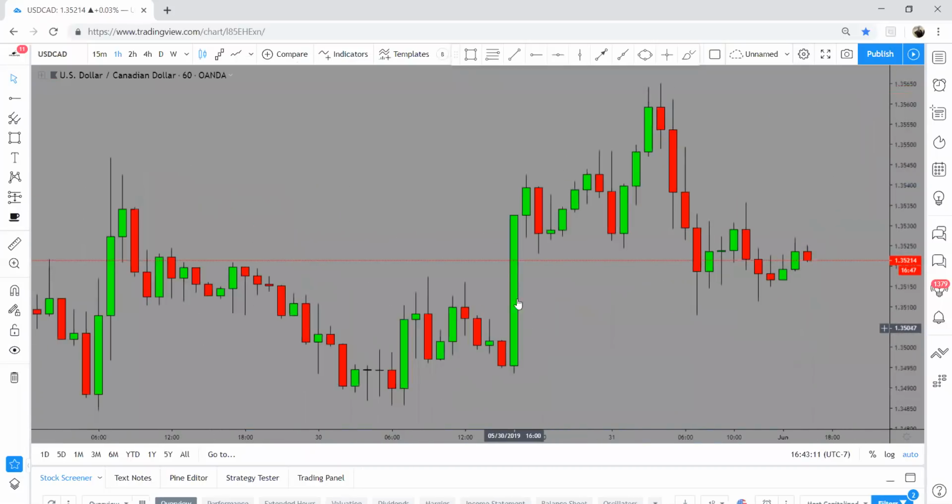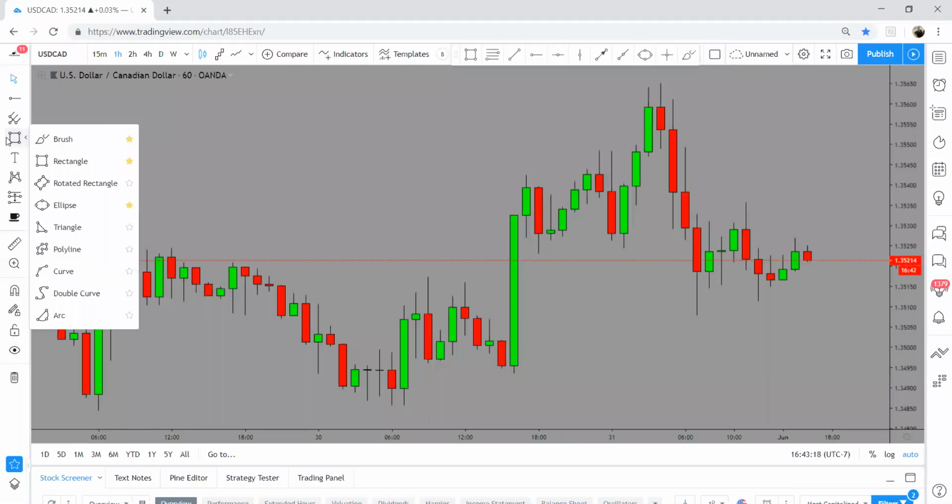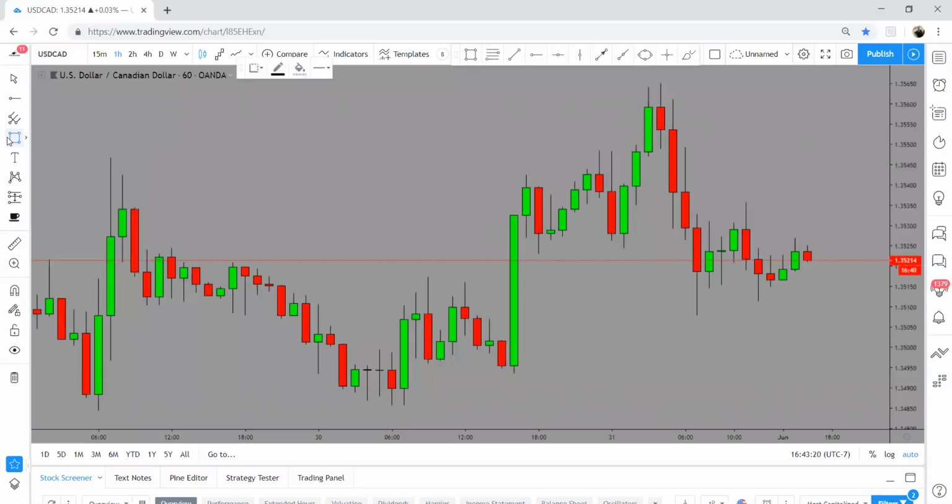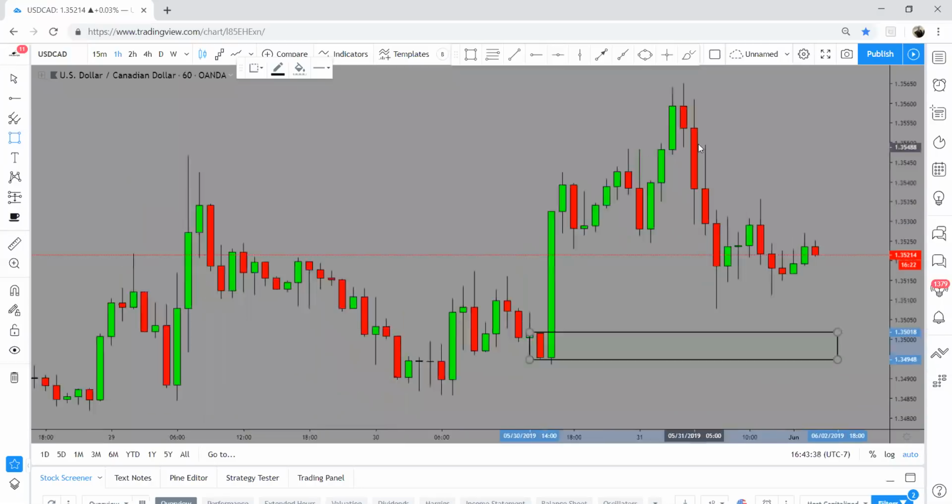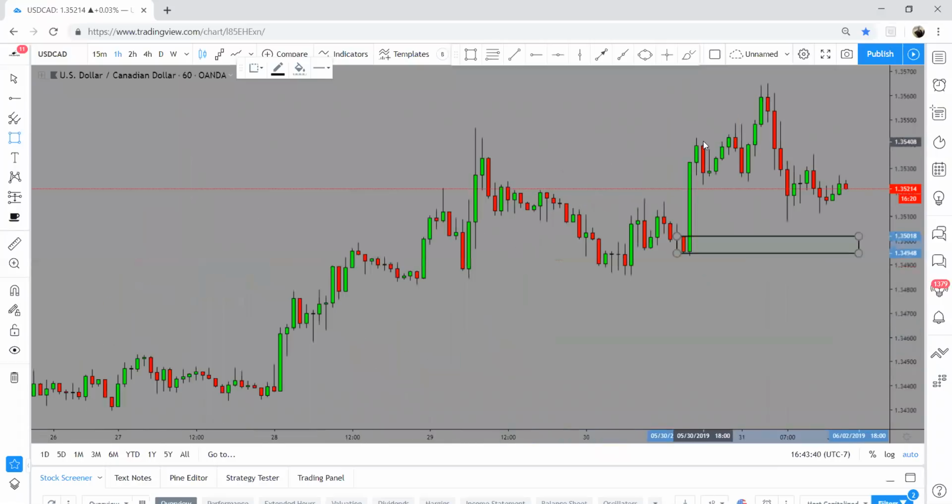So what do you have? You have this demand zone right here. I could spot that from a mile away. You have this demand zone, and then we have a mini supply right here, but I don't consider that. Supply and demand is usually at the top. We don't have a supply zone yet.